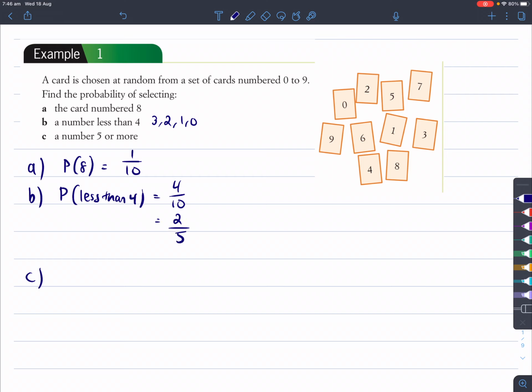Question C. The probability of a number of 5 or more. If it's 5 or more, then 5 is acceptable. We want 5. We also want 6, 7, 8, 9, 10. And there are 6 numbers in total. So the probability of a number 5 or more will be 6 out of 10, which can then simplify to 3 out of 5. But that's how you do question C. Right, moving on.